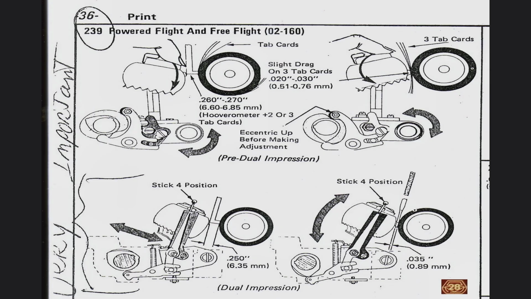The adjustment sequence, however, is exactly the same, even though the clearance between the platen and the element at the high point of the cam is a whole lot smaller. This means there is much less free flight for the rocker on pre-dual impression machines. Be sure to check the adjustments on your machine. There is no need to change them if you are satisfied that they meet the manufacturer's specifications.